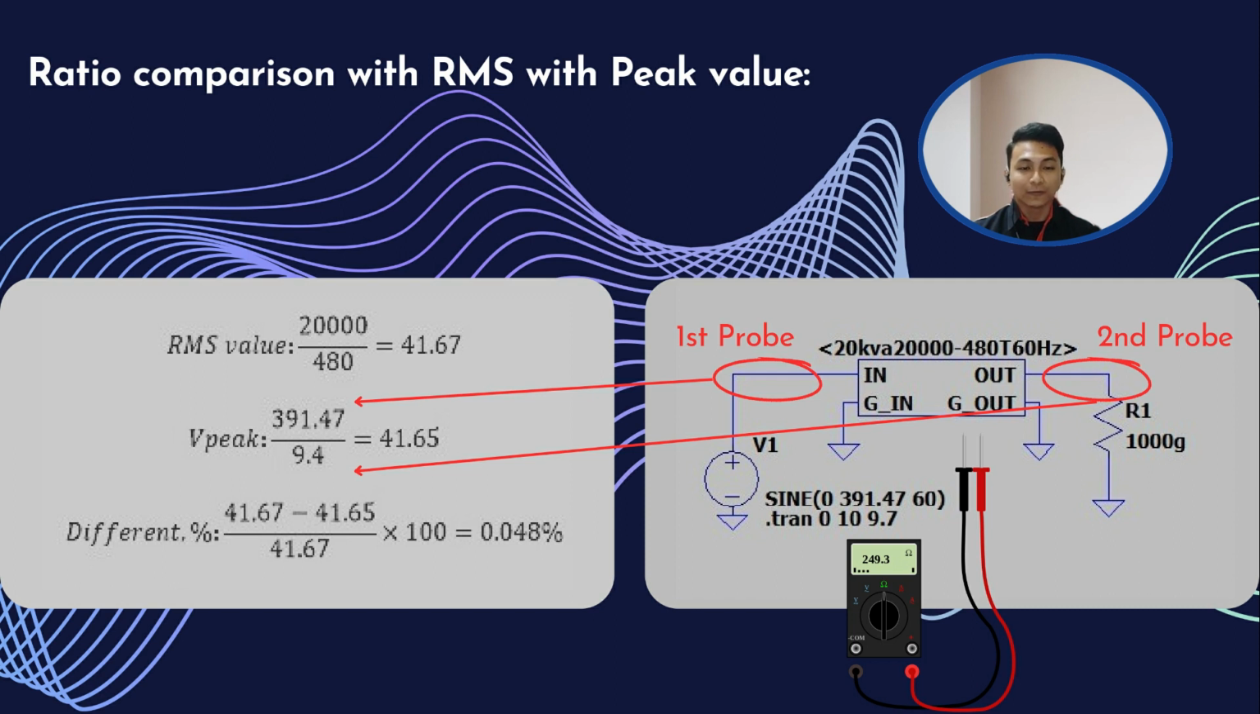Next, to determine whether the value of V peak is correct or not, we will compare the original value from the given transformer to the V peak value that we recalculated. From the given transformer, the ratio of primary to secondary is 41.67 and from the V peak value that we calculated, the ratio between primary and secondary after we test by probe in LTspice is 41.65, with a difference of only 0.048%. So from the ratio comparison, the V peak value can be used to determine the open circuit and short circuit values.